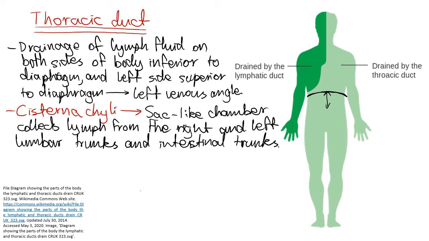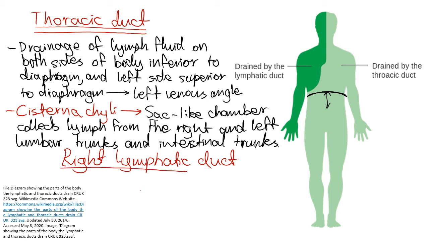Now, the other duct that we have here that is the darker green color is the right lymphatic duct. And the right lymphatic duct is quite similar in terms of its area, I should say, not in terms of the actual lymph. The area is quite similar to the thoracic duct. It's just on the opposite side.